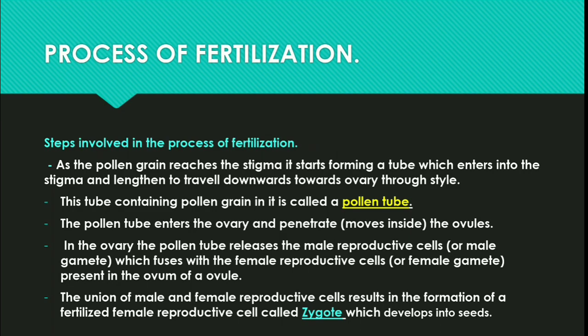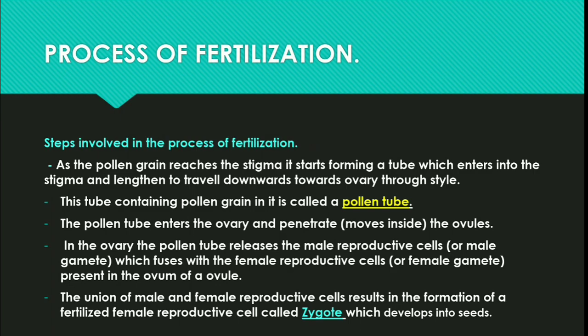As the pollen grain reaches the stigma, it starts forming a tube which enters into the stigma and lengthens to travel downwards towards the ovary through the style. So the first step in fertilization is, as the pollen grain from the anther reaches the stigma, what happens? A tube is formed. This is a long tube which starts from the stigma and ends in the ovary.